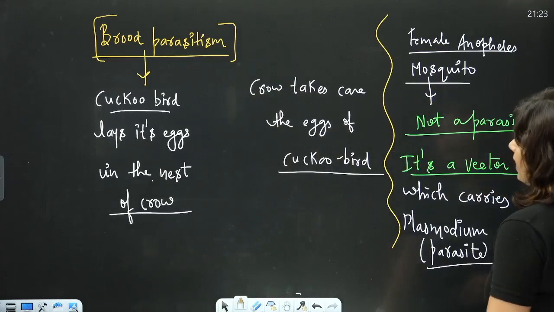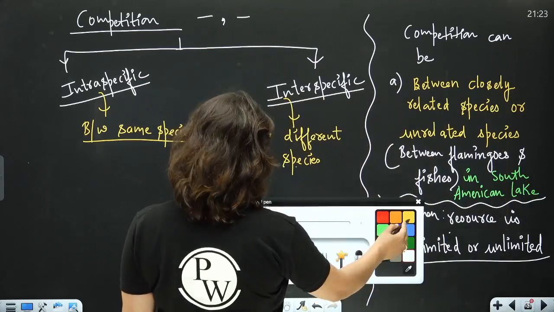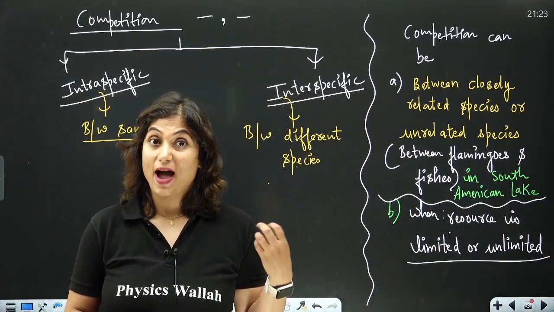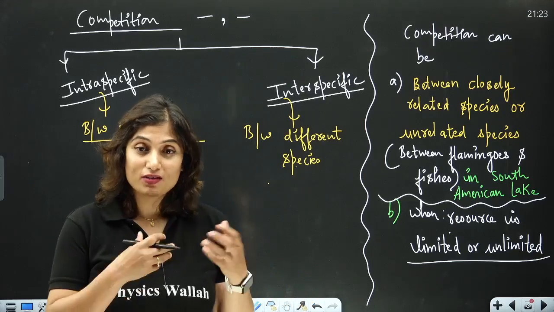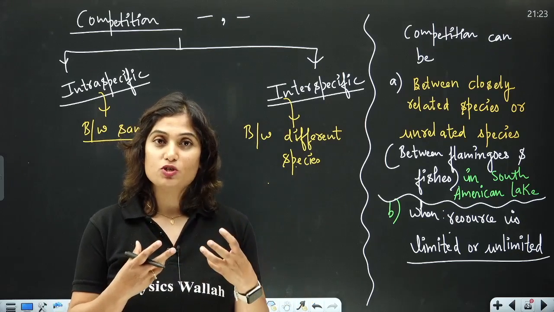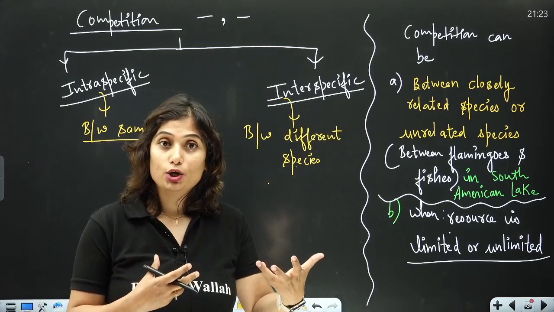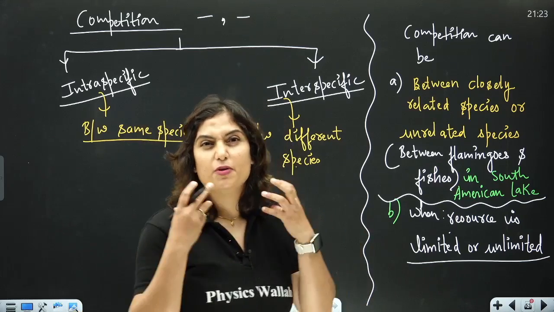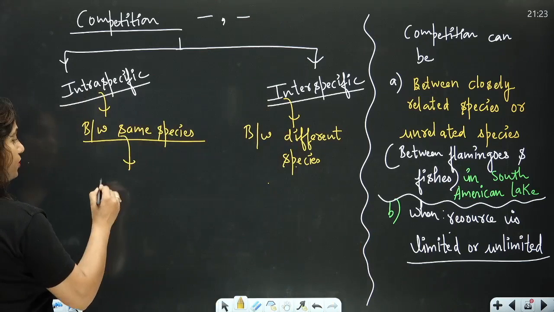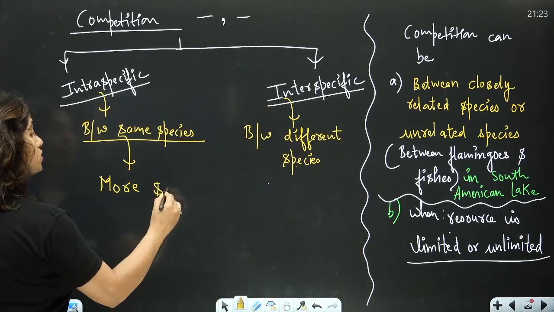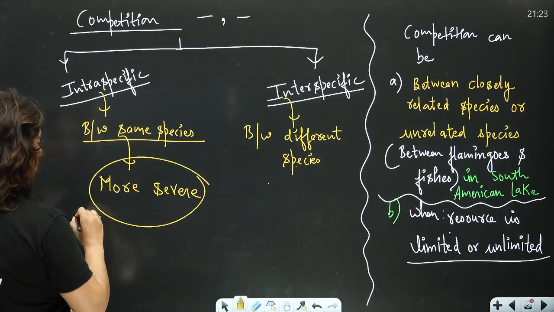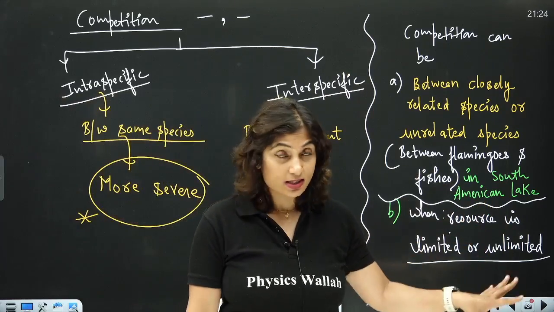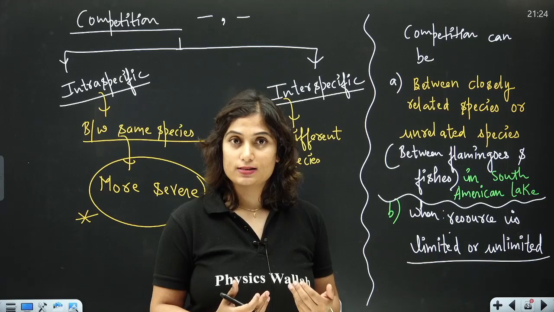Okay, so intraspecific competition and interspecific competition. Think, what kind of competition would be more severe? Intra, within the same species, because the members of the same species are adapted to use only one kind of resource, and if those resources are not there, then the competition will be very tough. So intraspecific competition is more severe than interspecific competition. Remember this point.